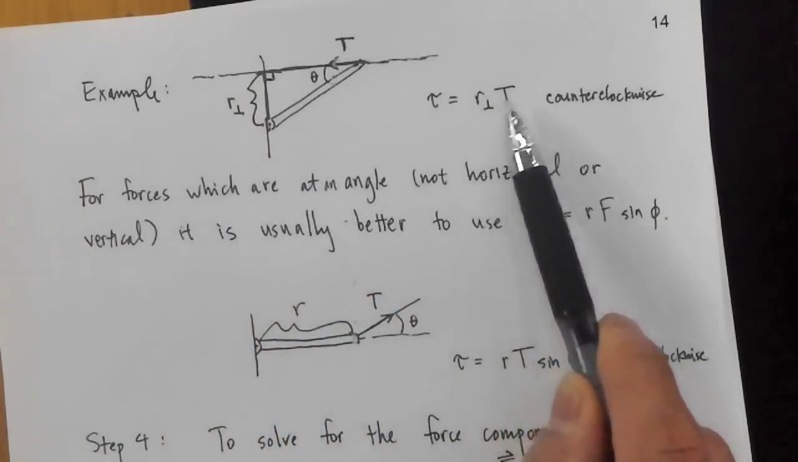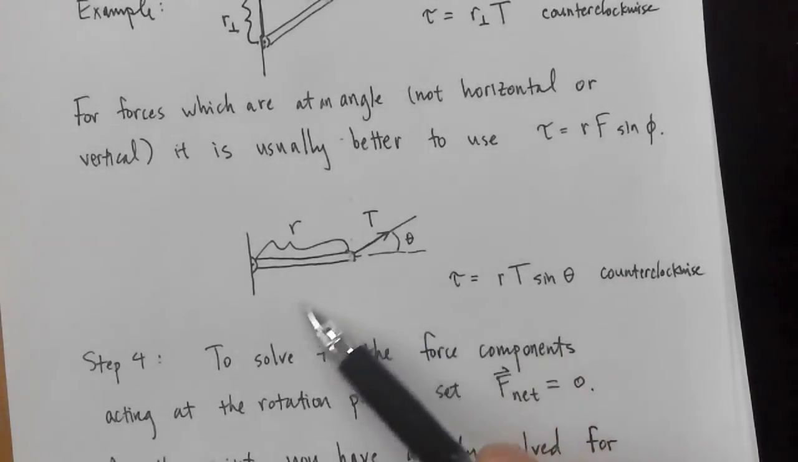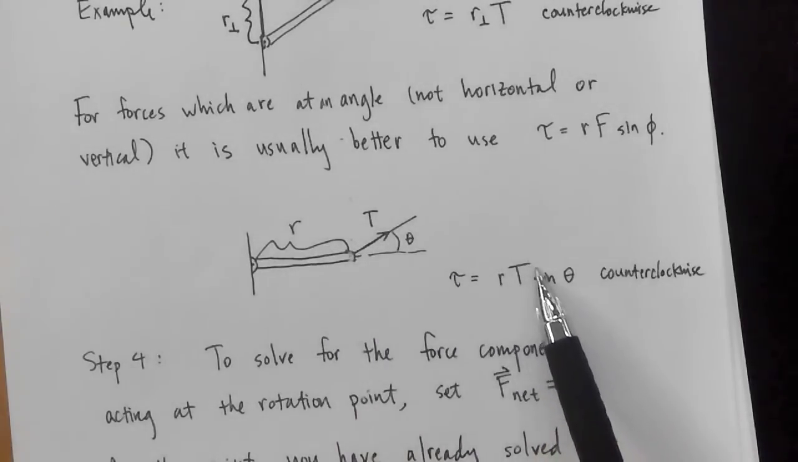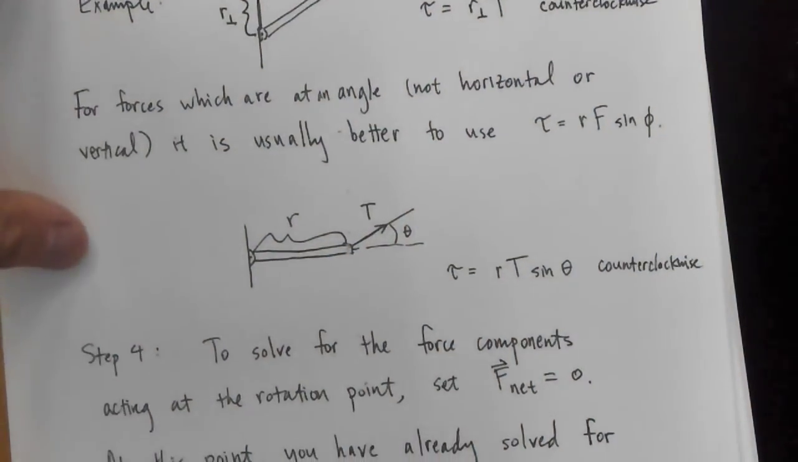You have the torque is R perpendicular times T. But in this case here, because it's coming at an angle, it's kind of a pain to calculate R perpendicular, so it's better just to use R times T times the sine of theta. So I'm showing you which one is the fastest way to do it.